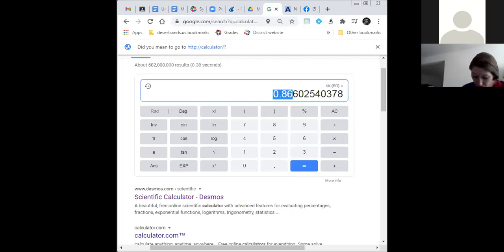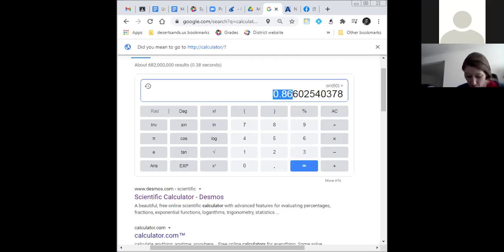Let us do the tangent. Let's say 25 degrees. So go ahead, put that in your calculator, please. Tangent of 25. Let's say round to the nearest 100th. Say the answer or text it to me, please.